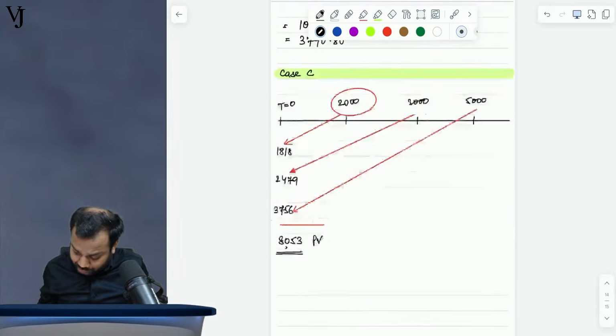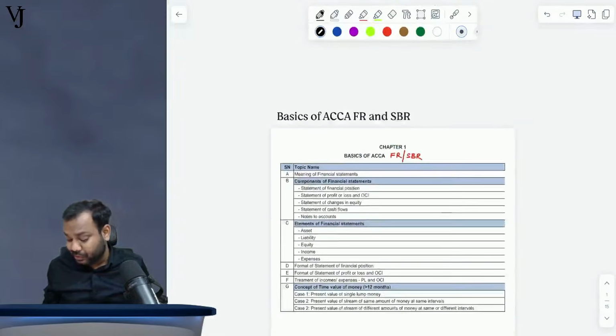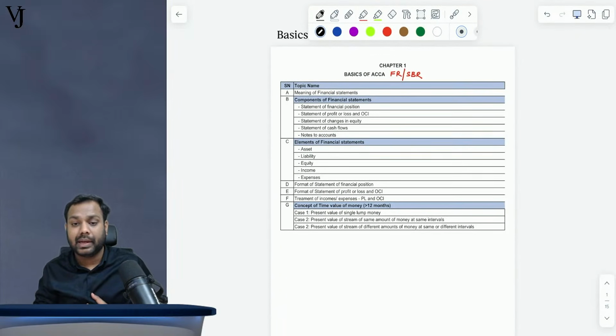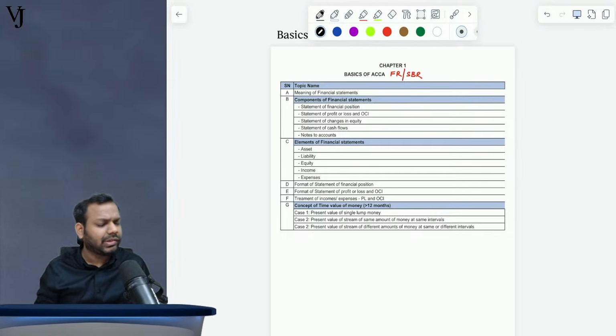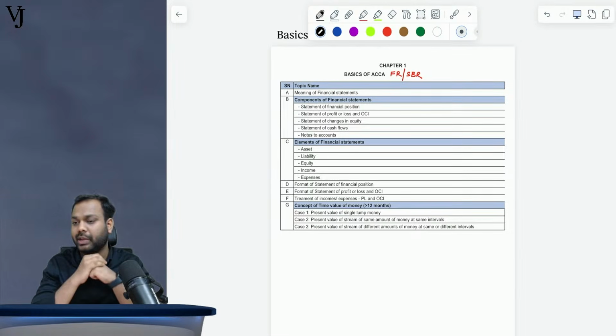Now, this is all about the basics of ACCA FR and the SBR paper. I believe I have cleared the basics, but still, if you have anything that you want to discuss with me, definitely the stage is all yours. Come on, guys, tell me.